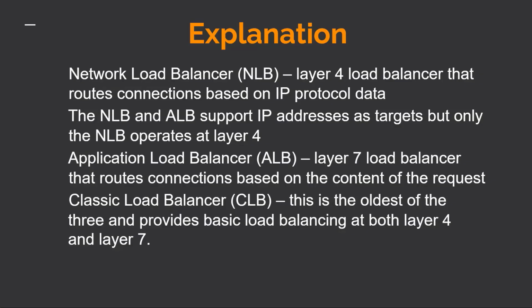Explanation. Network load balancer, NLB, is a layer 4 load balancer that routes connections based on IP protocol data. The NLB and ALB support IP addresses as targets, but only the NLB operates at layer 4. Application load balancer, ALB, is a layer 7 load balancer that routes connections based on the content of the request. Classic load balancer, CLB, is the oldest of the three and provides basic load balancing at both layer 4 and layer 7.